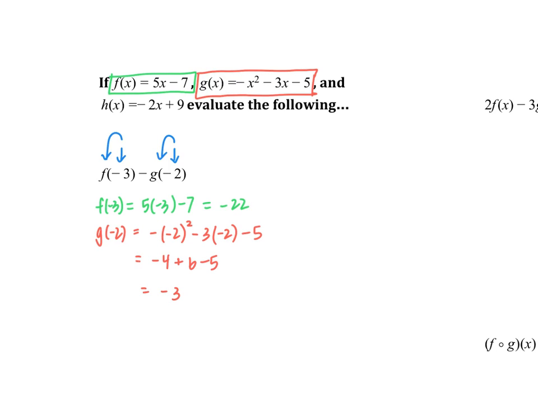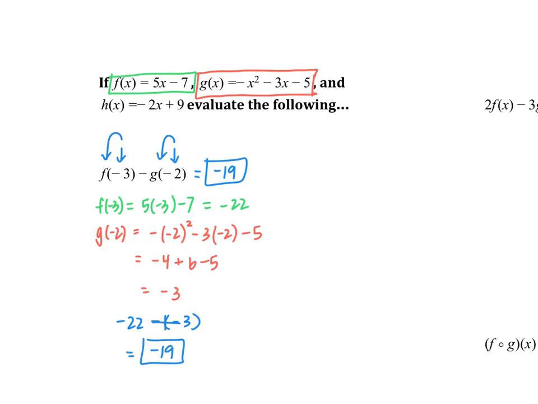So now what we're going to do is we're going to take that f of negative 3, which was negative 22, and then we're going to subtract a negative 3, which technically means we're going to add it. So I have negative 19 as my answer. Okay, so this whole expression right here is equal to negative 19.